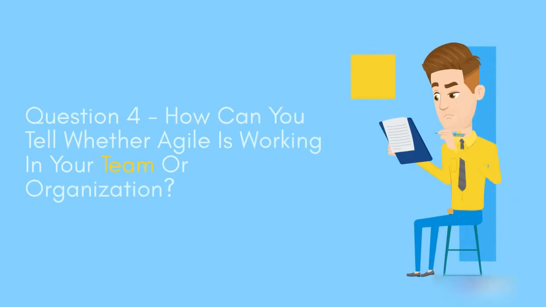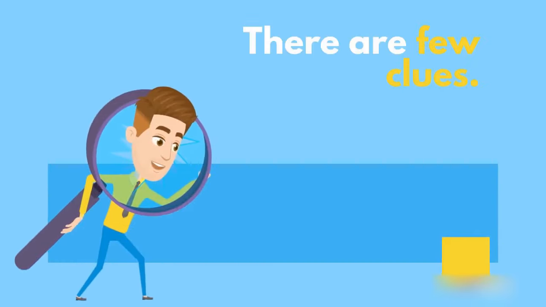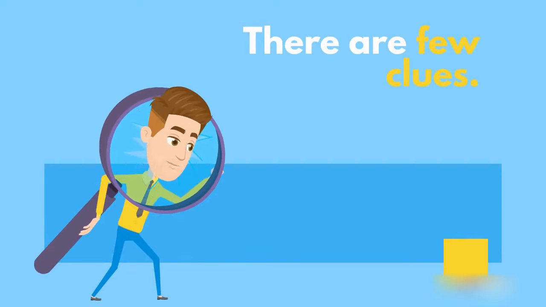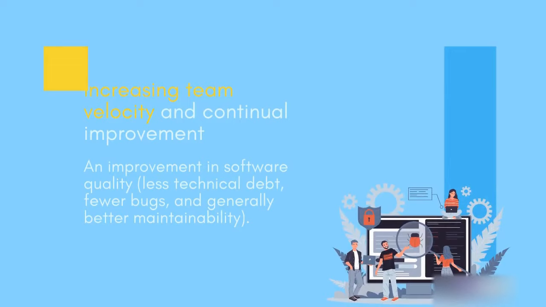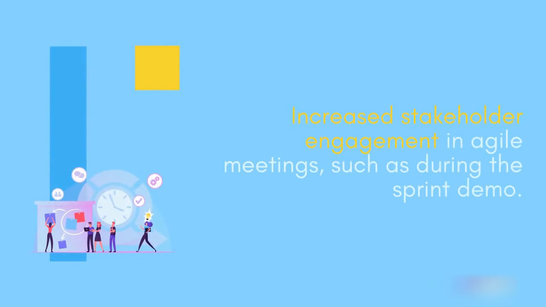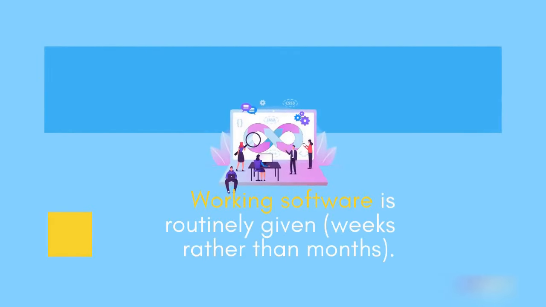Question 4. How can you tell whether Agile is working in your team or organization? There are a few clues. Increasing team velocity and continual improvement. An improvement in software quality, less technical debt, fewer bugs, and generally better maintainability. Increased stakeholder engagement in Agile meetings, such as during the sprint demo. Working software is routinely delivered, in weeks rather than months.